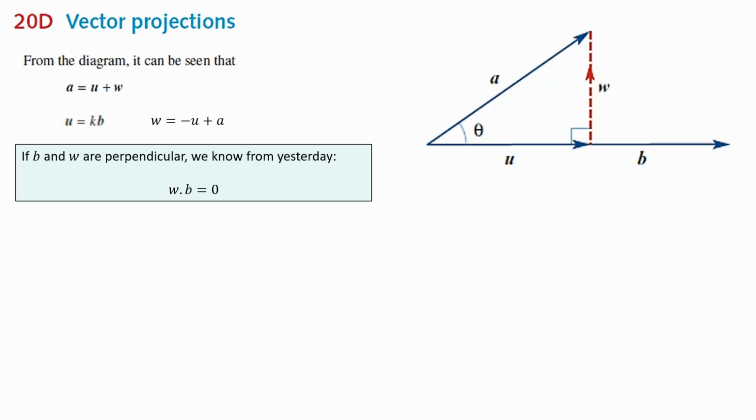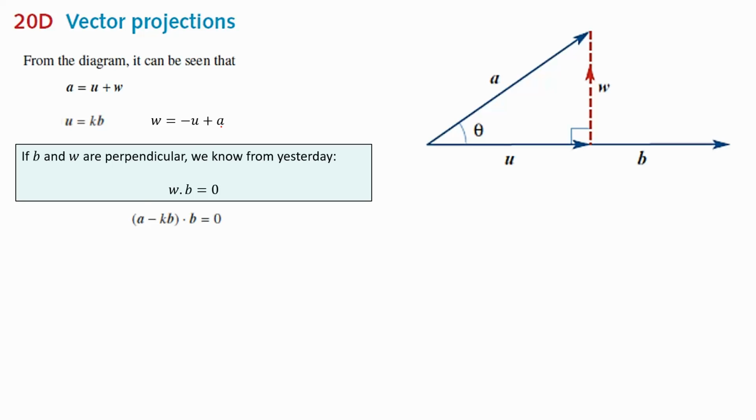I can rewrite W as negative U plus A. But negative U, so this is plus A. That's my positive A there. Negative U, which we wrote here as KB. So I'm just replacing them all. Okay, so I just draw an arrow so you can all see.